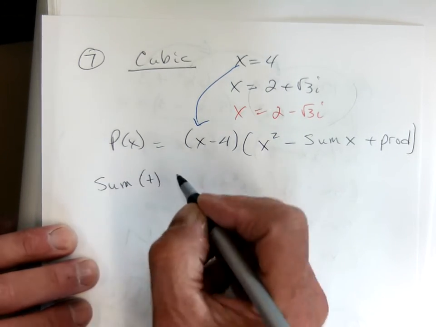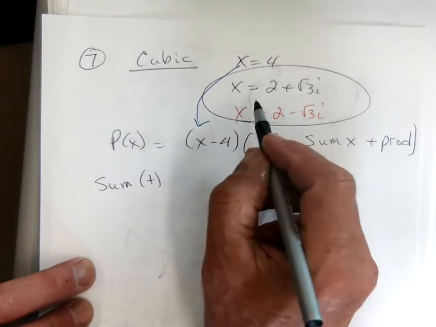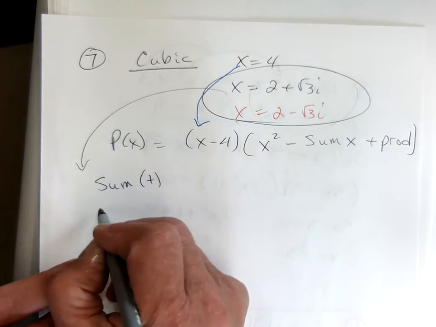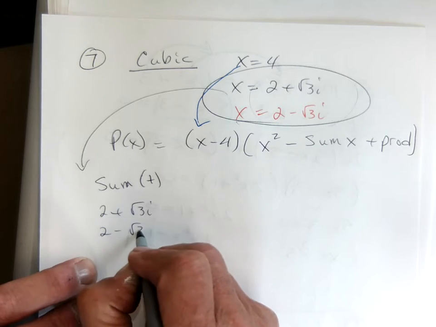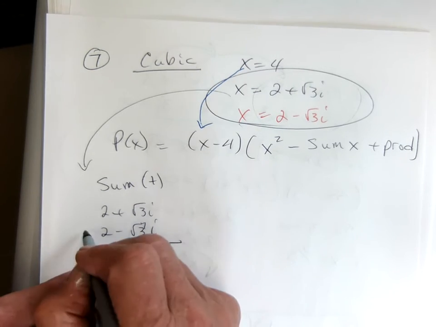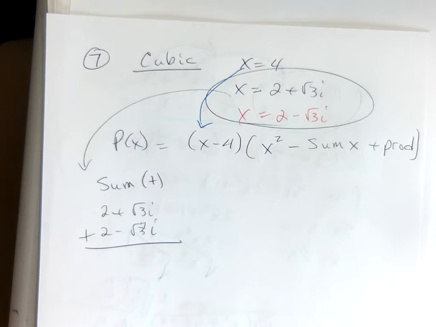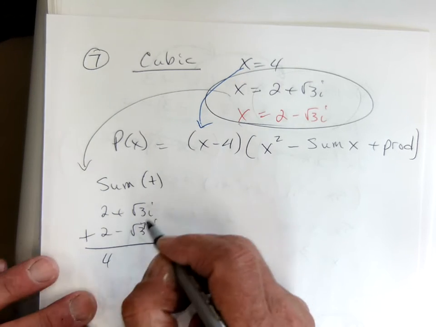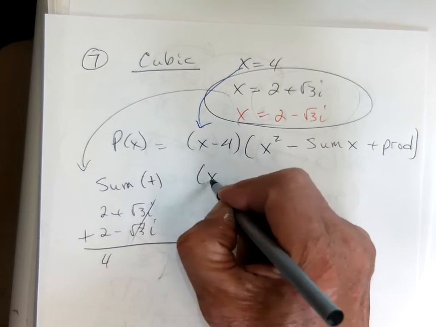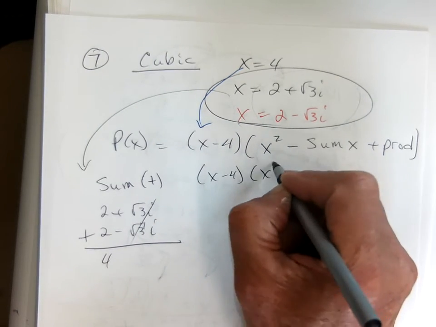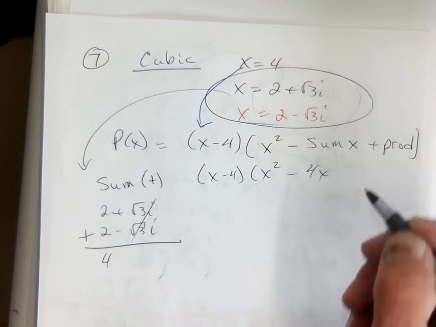So sum. Sum means to add. So I'm going to take my 2 roots, I'm going to add them. Okay, sum means to add them. And I get 4, and then these two just cancel. So here's what I know so far from my answer. An x squared minus a 4x.